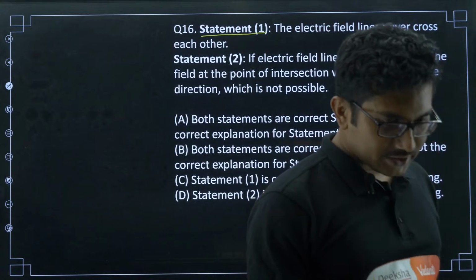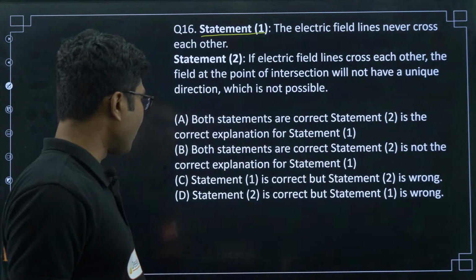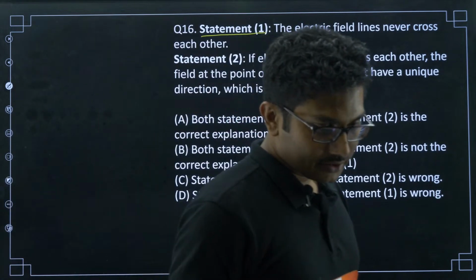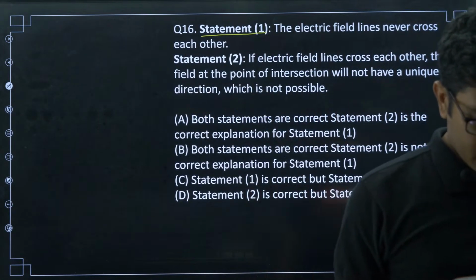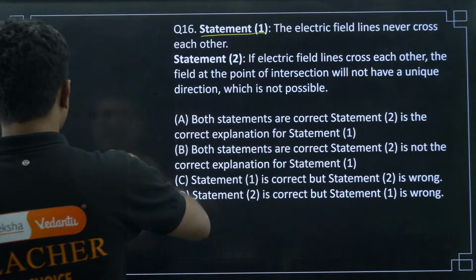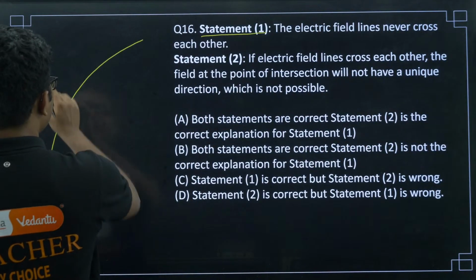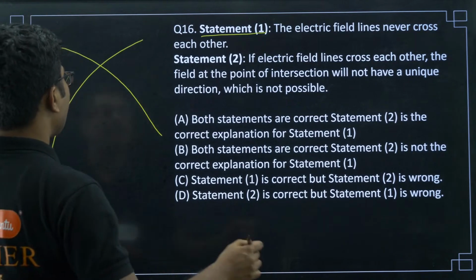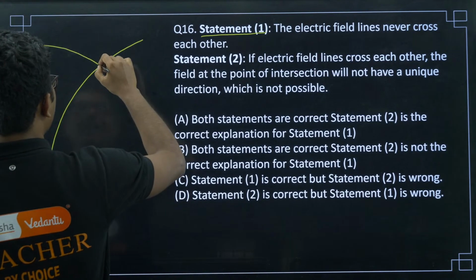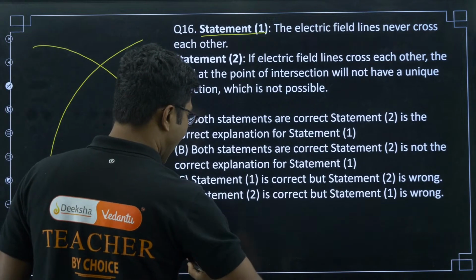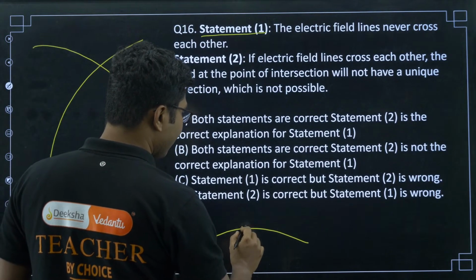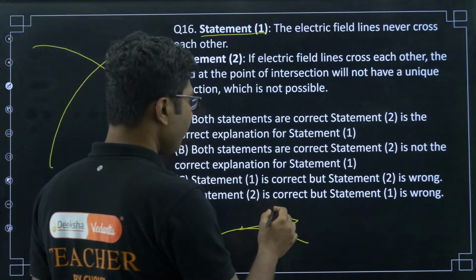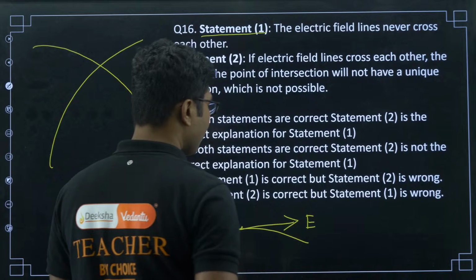16C, Krishna is saying 16C: statement 1 is correct, but statement 2 is wrong. Any other answers? So, suppose two electric field lines by chance break the law and cross each other, then what will happen? At any point on an electric field line, if you draw a tangent, that tangent represents the direction of the electric field at that point, right.